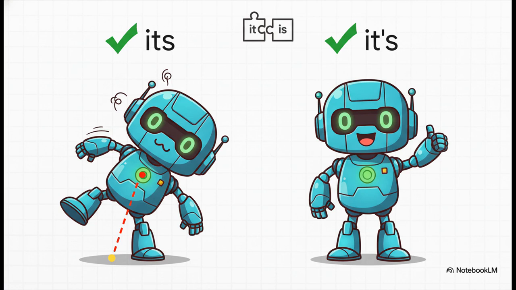The robot lost its balance. The balance belongs to the robot. You can't say it is balance. But it's still working is right, because it means it is still working. See? The trick is so simple.